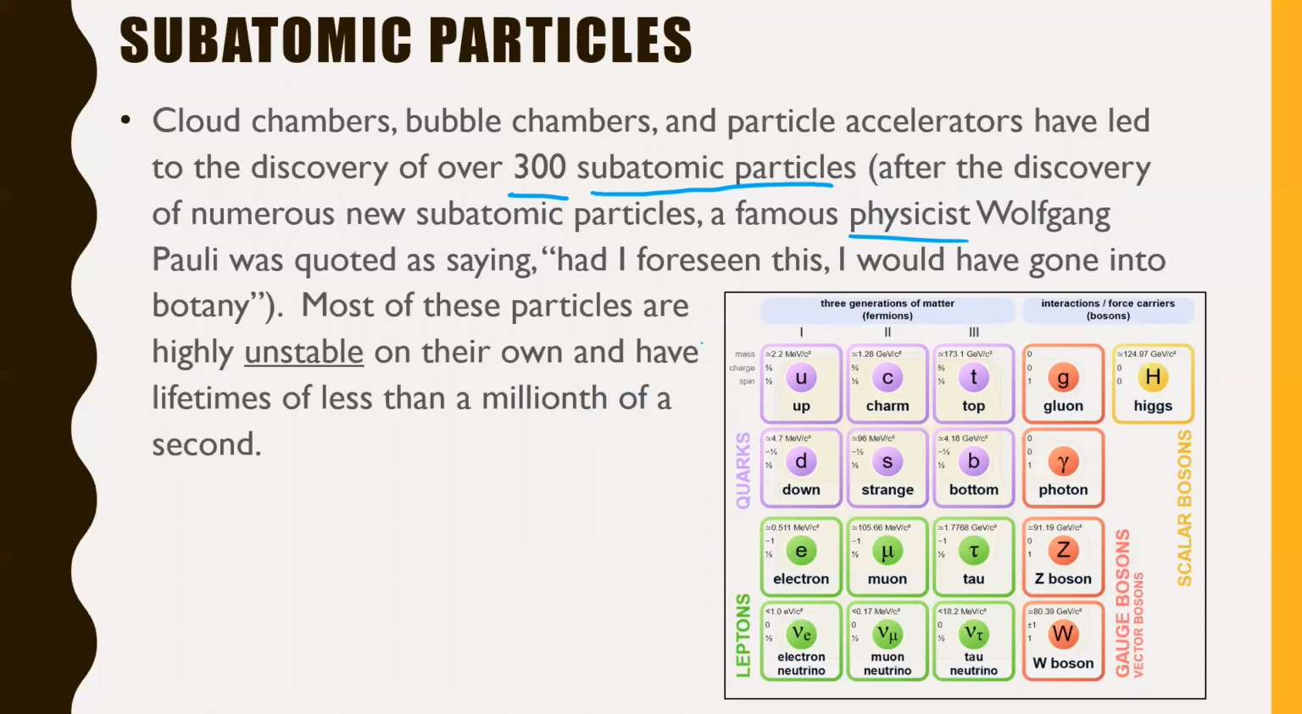Now, most of these particles are highly unstable on their own and have lifetimes of less than a millionth of a second, which, needless to say, makes them extremely hard to detect. And not to mention, all of these are often much smaller than even just an individual electron, right? Which is even way smaller than a proton or a neutron.